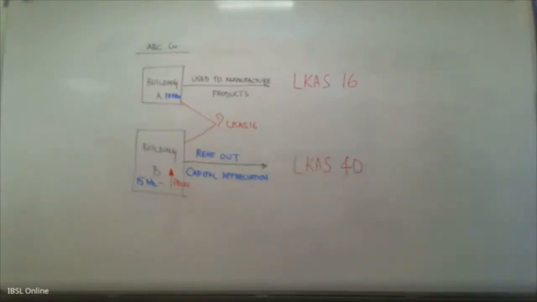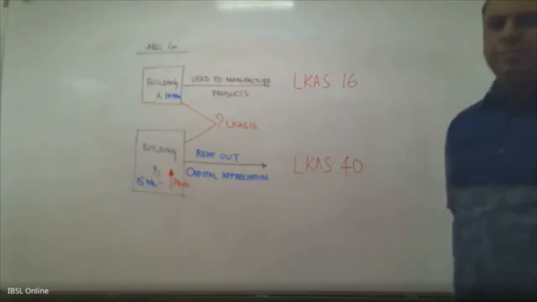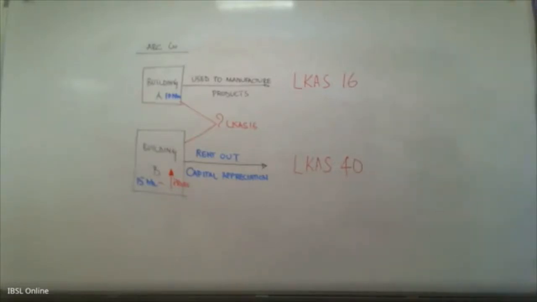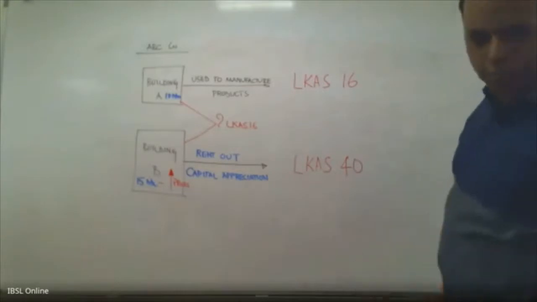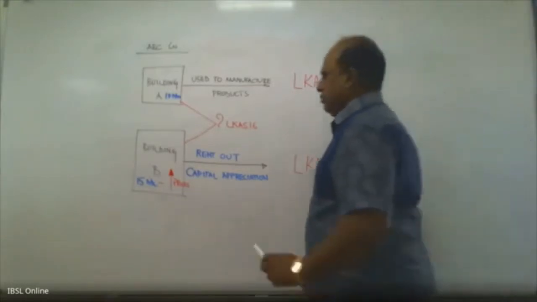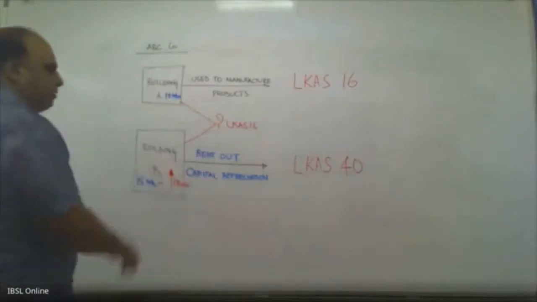Because this is very important. How do I differentiate between the application of LKS 16 and LKS 40 for property? You don't do it for computers, you don't do it for tables and chairs, for machinery. No, that is something different. This is applicable only for land and buildings. Land or building, you can have a land or you can have a building. I can call it a building or a land, whatever, that doesn't matter.